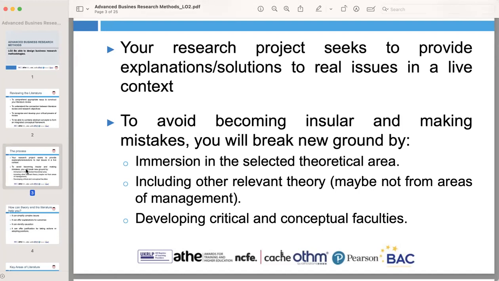So the first step in the process is to immerse ourselves in the selected theoretical area. This means diving deep into the existing knowledge, understanding the concepts, theories, and frameworks that have been developed by experts in the field. By immersing ourselves, we gain a comprehensive understanding of the subject matter, allowing us to identify a gap in the existing research and formulate new ideas or solutions.